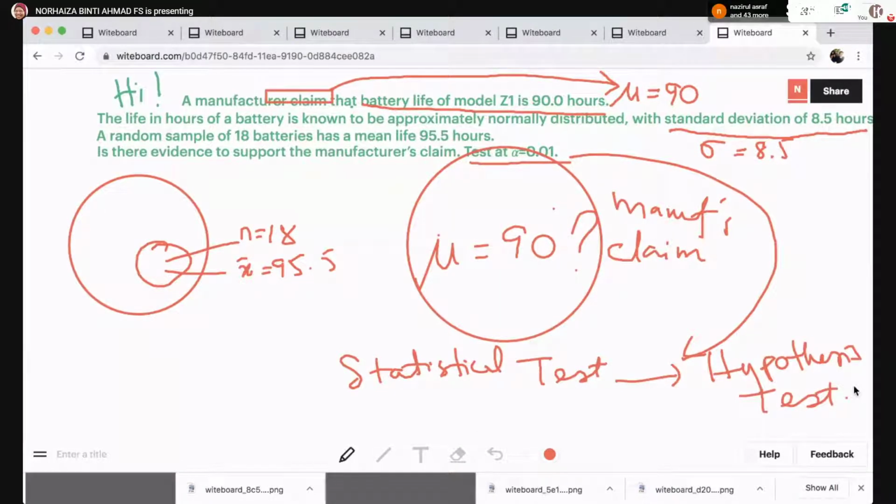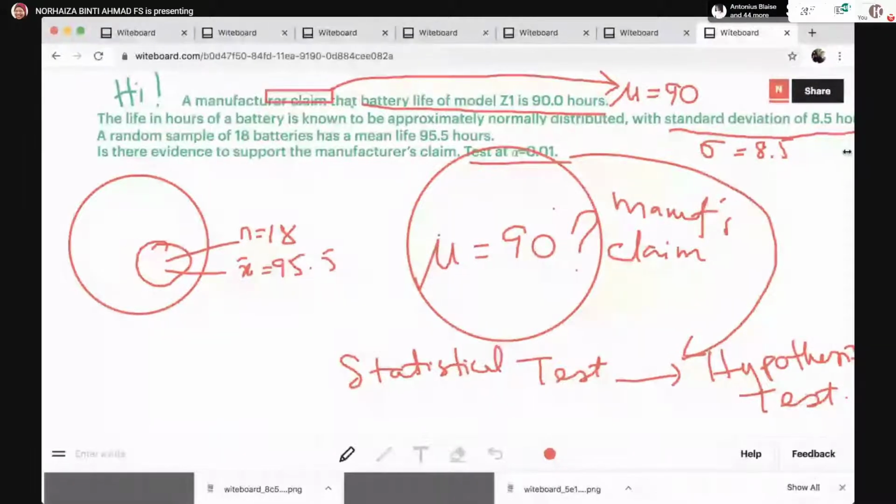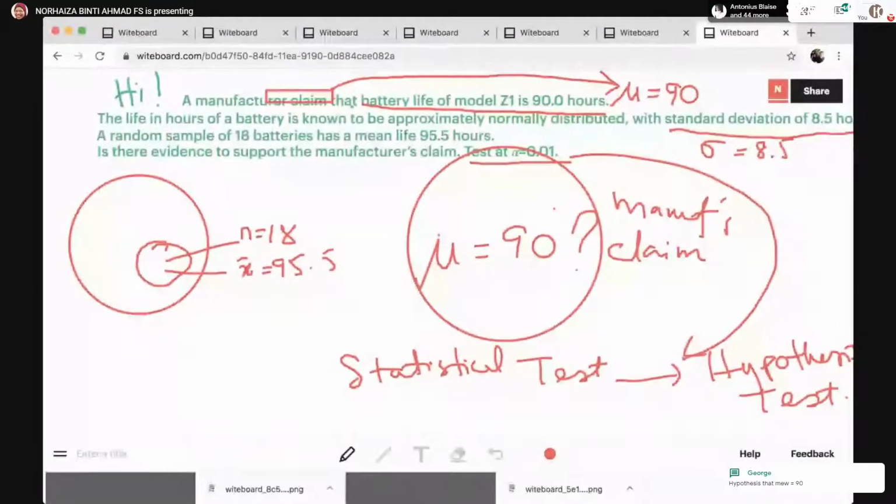So what is our hypothesis in this question? Yeah, class. What's the hypothesis? Do you know what a hypothesis means? Do you know what a hypothesis means? Dalam bahasa Melayu, hypothesis itu maksudnya apa?